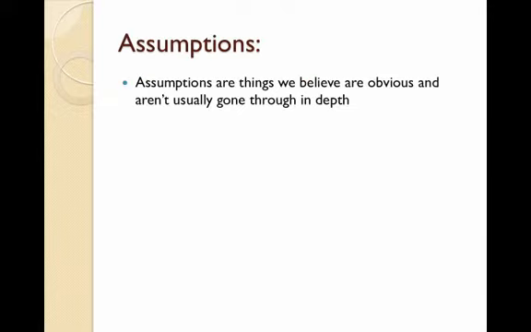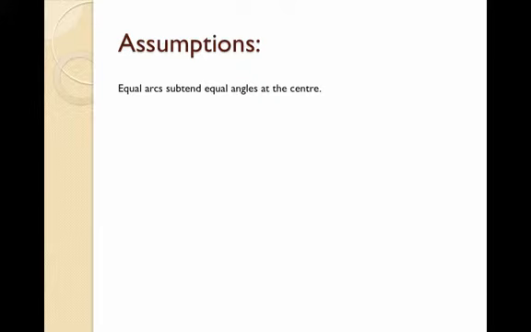Assumptions are things we won't prove, but it's assumed we know them. Don't worry if this is the first time you've come across these, as they'll become familiar with time. The first is that equal arcs will subtend equal angles at the center of a circle.